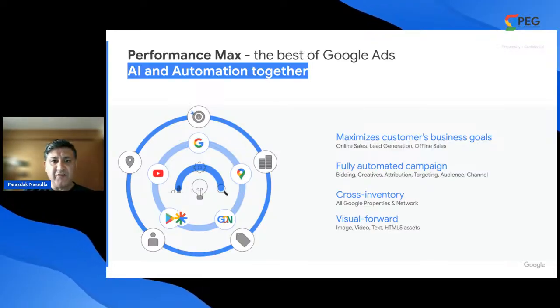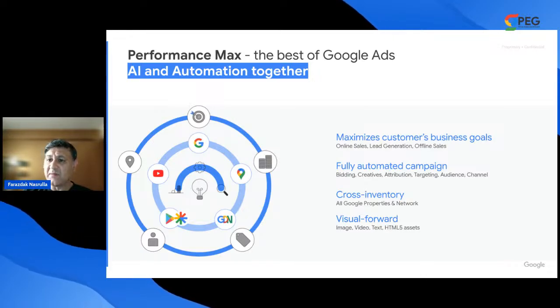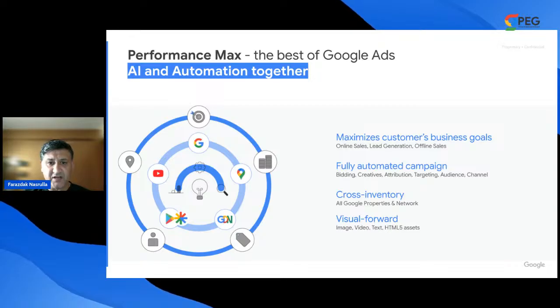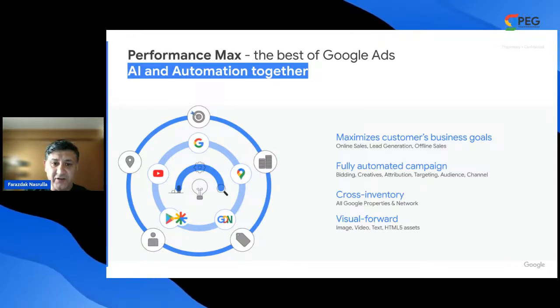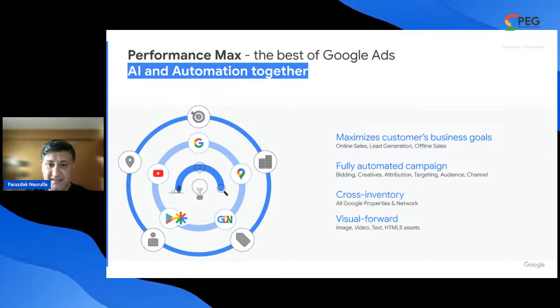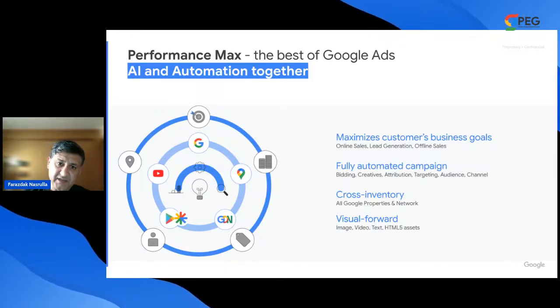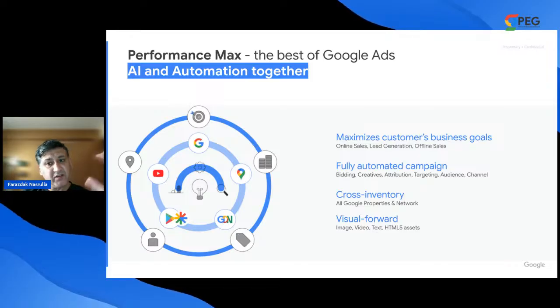So, to put it simply, Performance Max is really the best of Google's ads, AI, and automation working together. It's about leveraging the sophisticated machine learning capabilities of Google's AI to streamline and enhance your advertising efforts across the entire Google ecosystem. Now, look at the image on your left with the AI brain in the center. Think of the AI at the core, constantly analyzing data and learning to find optimal combinations of audiences, creatives, and placements to achieve your specific goals.